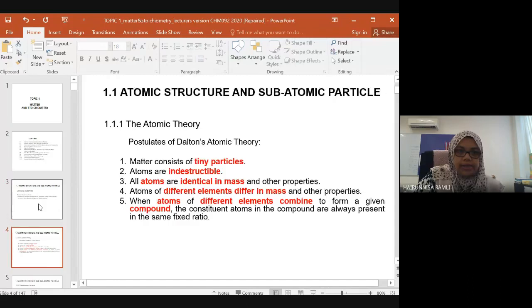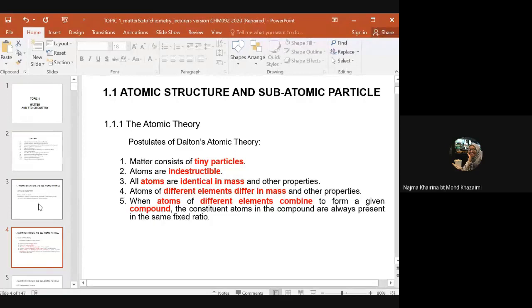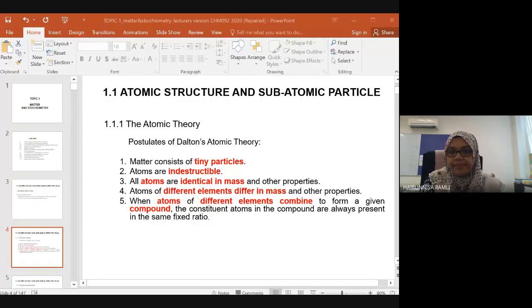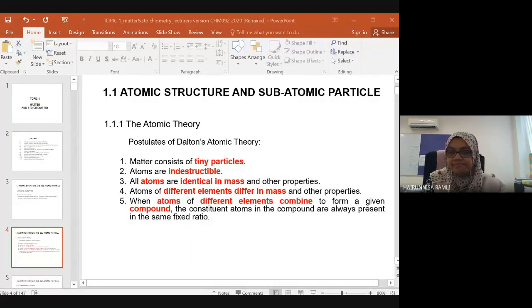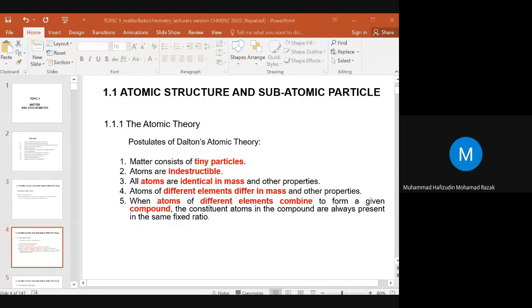so 1.1 is actually the postulates of Dalton's atomic theory. Okay, so basically, first of all, may I ask you, do you know what is the meaning of postulate? Apa maksud postulate ni? Don't know. Macam theory. Okay, theory. Lagi? Suggestion. Okay. Proposal. Idea.